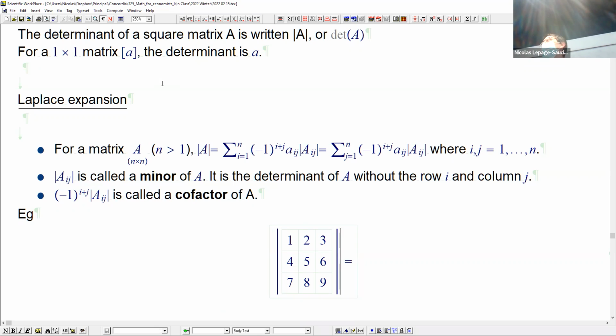Who says yes? If these were the coefficients of some system of three equations, three unknowns, would we have a unique solution or not? You know the determinant is?